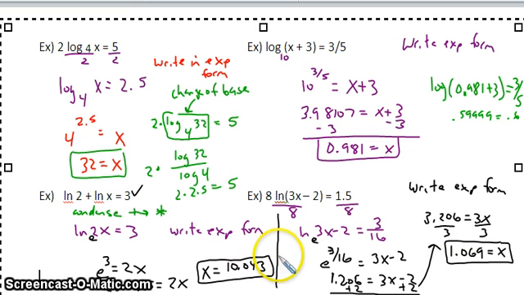You'll notice most of the time what we're doing here is we're either isolating the log that we've had, and that's what we did on this example and this example, or we're condensing the log first, and then you'll notice for all 4 of these, we went through and we wrote our problems in exponential form. That's typically the way that you're going to solve log problems, is you're going to isolate the log and then write them in exponential form.